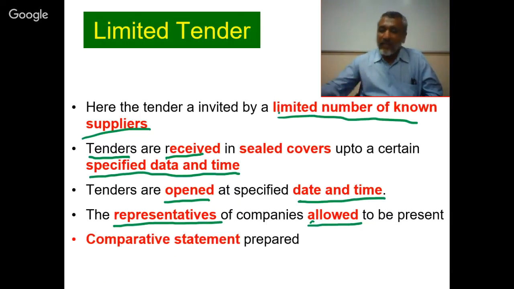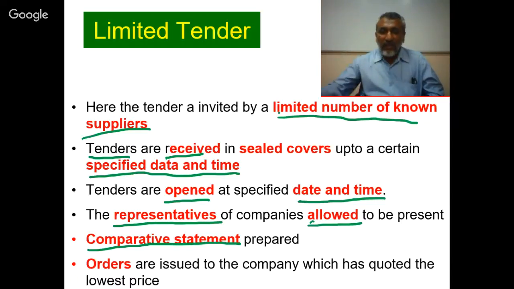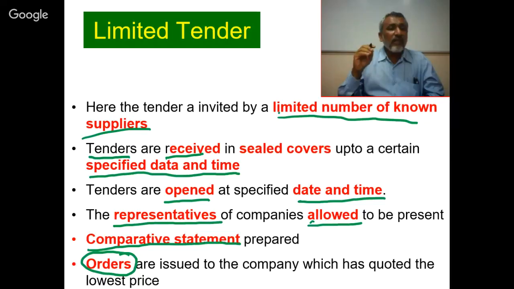And after opening the tenders, a comparative statement will be prepared. This comparative statement is nothing but a statement showing the prices quoted by the companies and the terms and conditions, which we will discuss a little later. And finally, based on the comparative statement, the orders are issued to the company which has quoted the most competitive rate. That is, whoever has quoted the lowest price will get the orders.